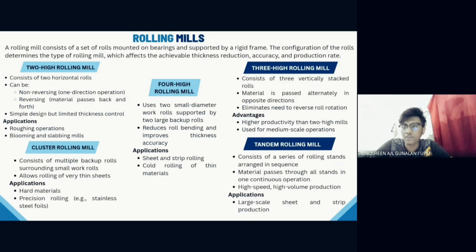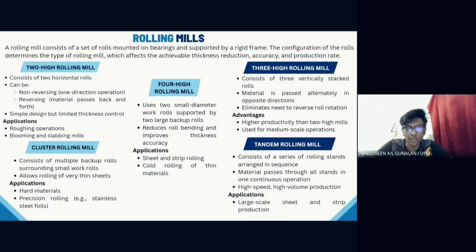Moreover, we have a three-high rolling mill. It consists of three vertically stacked rolls, and the material is passed alternately in opposite directions. This eliminates the need to reverse roll rotation. So the advantages are higher productivity than two-high mills, and it is used for medium scale operations.